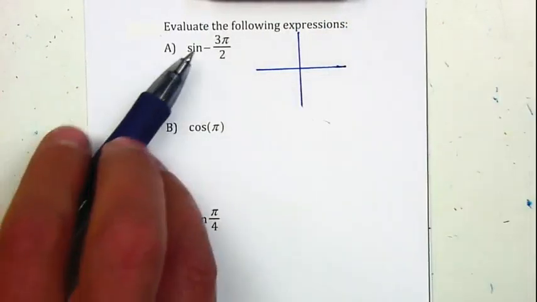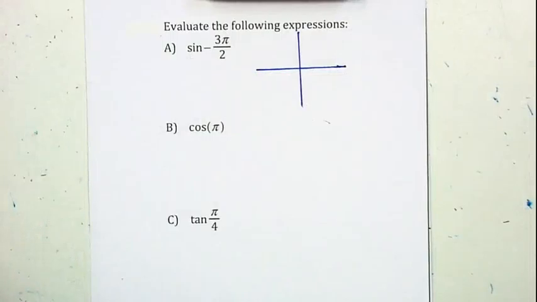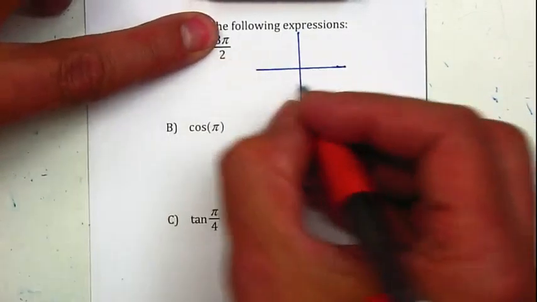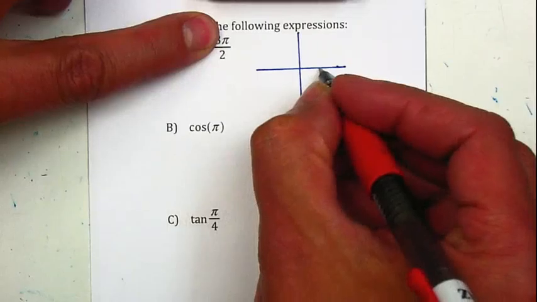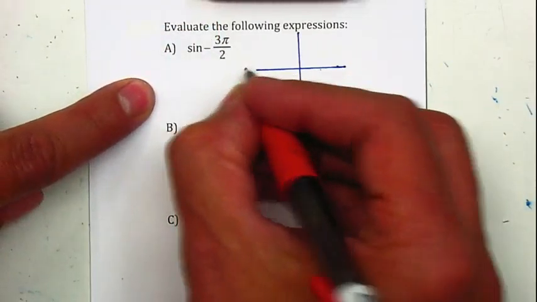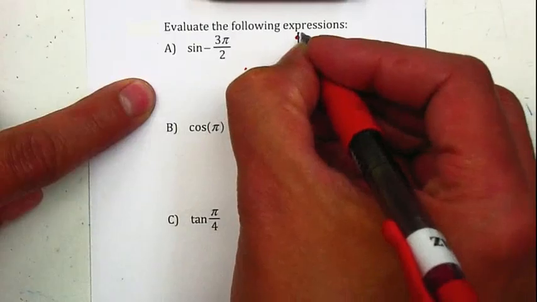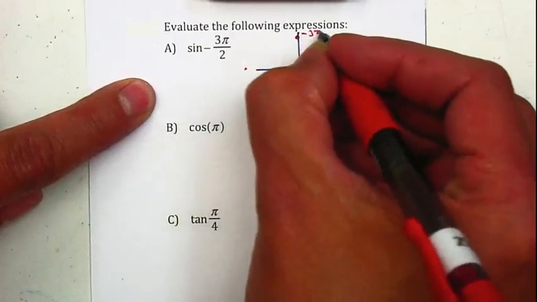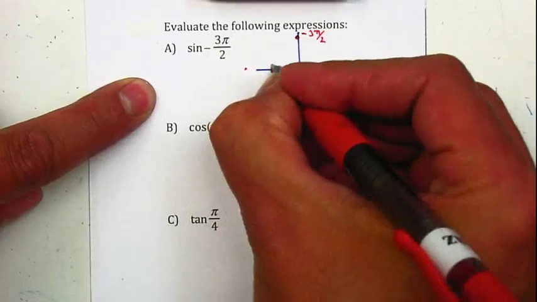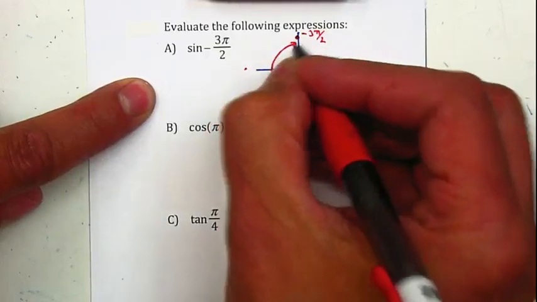Now remember that it's asking for a negative angle, so therefore we have to go backwards. And your pi over 2 are your 90 degrees, so therefore this will be negative 1/2, negative 2/2. This will be negative 3 pi over 2. That's negative 1/2, negative 2/2, negative 3/2, and we're going backwards.